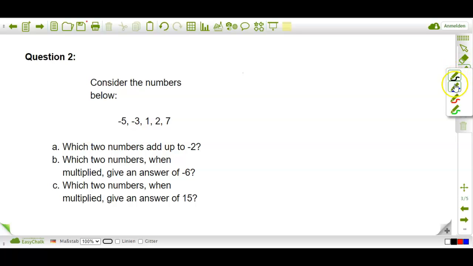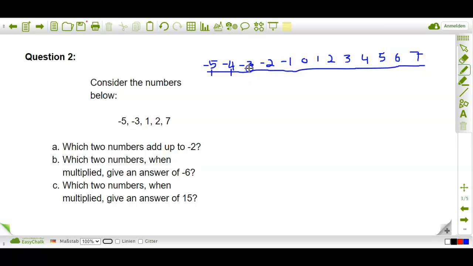Okay, so I'll go ahead and draw the number line. Okay, this is our number line. Now we want to find out which two numbers add up to -2. So we're going to use the method of trial and error. So let's try -5 plus -3. Would that give us -2?